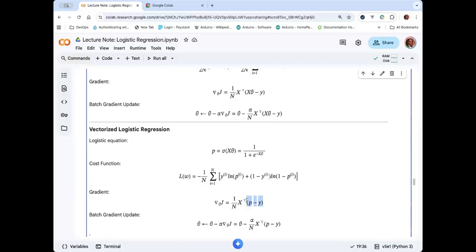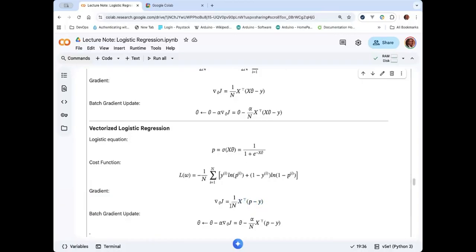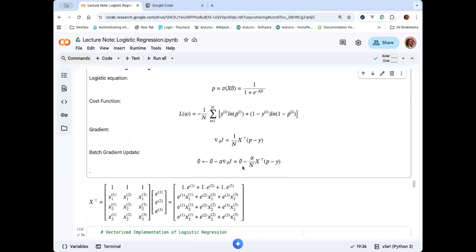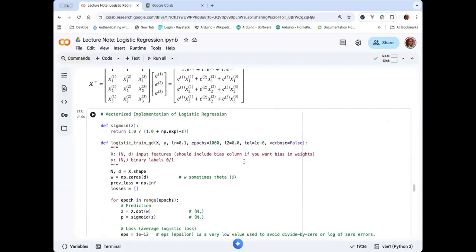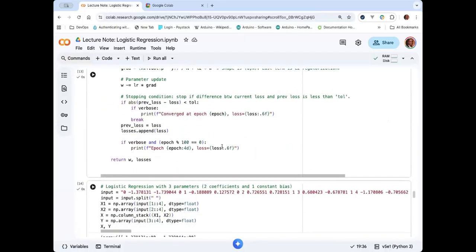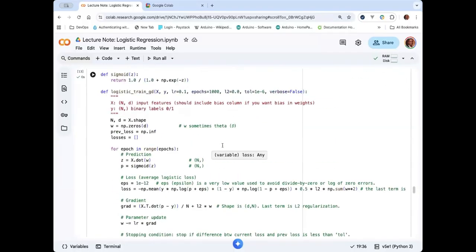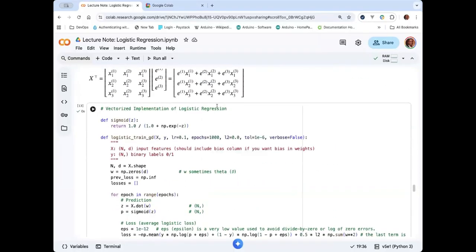That P minus y, which is y pred minus y, that is, of course, the residual. And then you still multiply it by the transpose of the x divided by the number of data points, right? And you get the gradient, the average gradient per parameter. And then you do the batch gradient updates the same way. So with that knowledge, let us try redoing this same thing with a vectorized implementation.